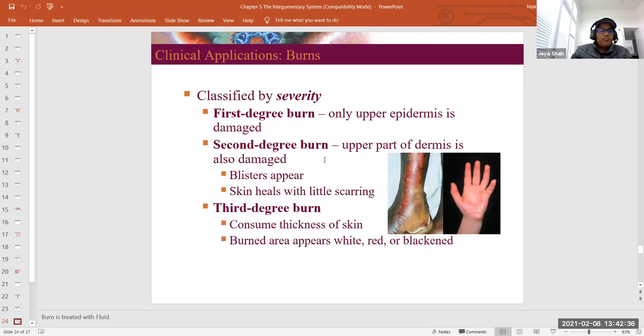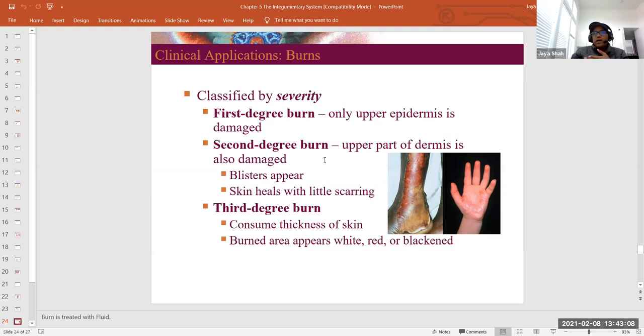Okay, now some clinical application of the skin. The most common disease in the skin is burn. What is burn? Burn is caused by difference in temperature between your body and the environment. So it can be caused by heat, or it can be caused by very cold temperature too.